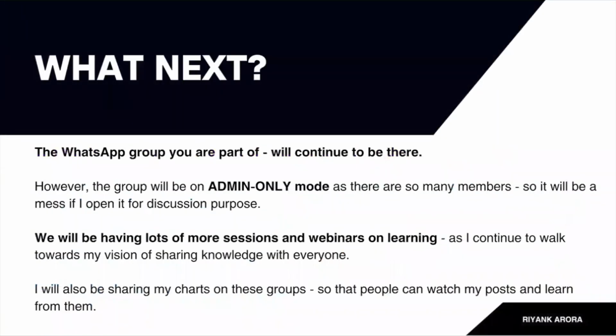With that, what next? We should know कि आगे इसका क्या होगा. So after today's session, the WhatsApp group will still be active. However, I will keep it on admin mode because the thing is that अगर मैंने ये group खोल दिया ना, almost 1200-1300 लोग हैं, 1200-1300 people, they will start chatting and it will get very, very disturbing for the members. So what I'm going to do is I'm going to keep the group on admin only mode so that there is no mess if I open up the group.